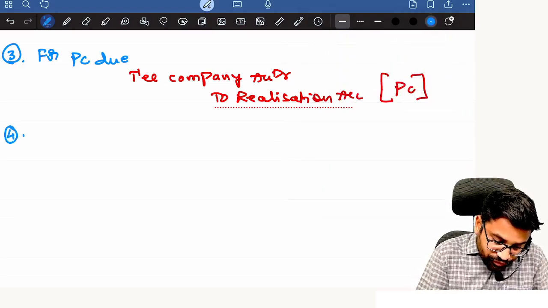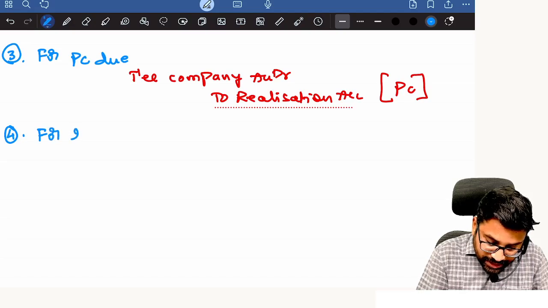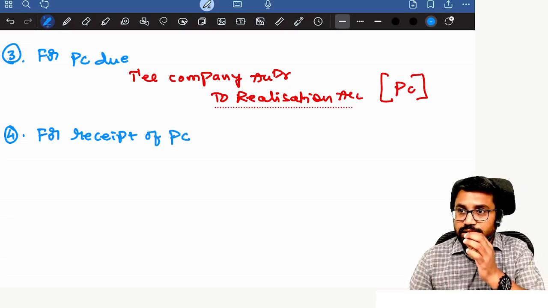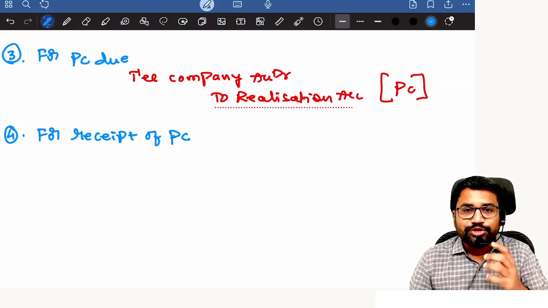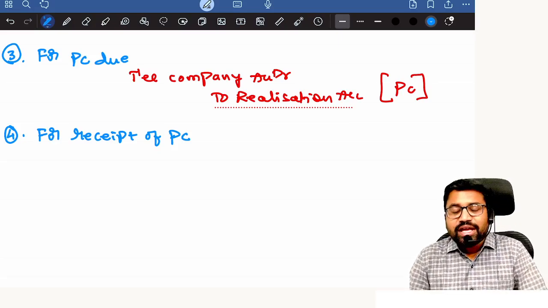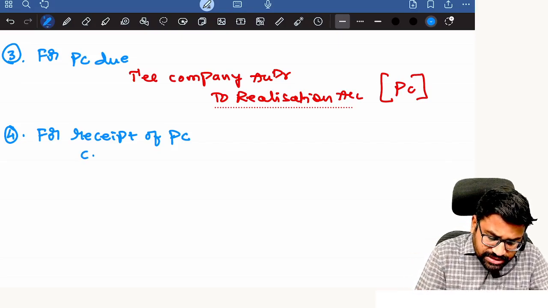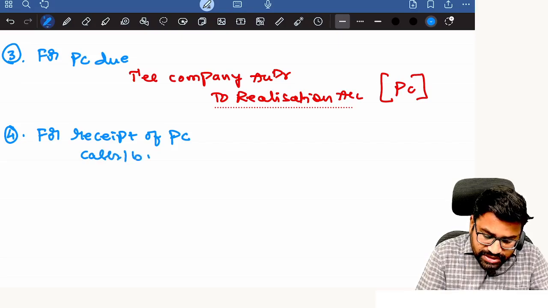Next, for receipt of PC. Sir, we receive PC from the transferee company. As a transferor company, we receive PC. So what can we receive? We can receive in any form. PC can be in any form. Suppose we receive cash. When we receive cash, what is the entry? Cash or bank account debit.